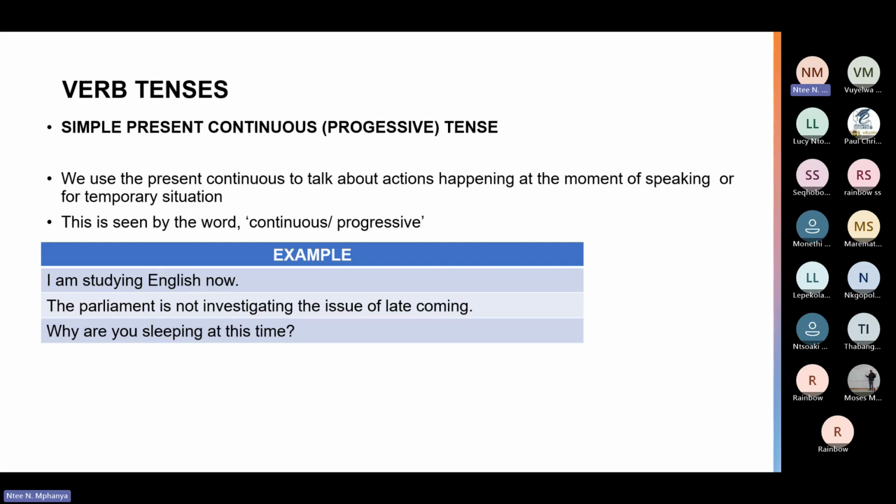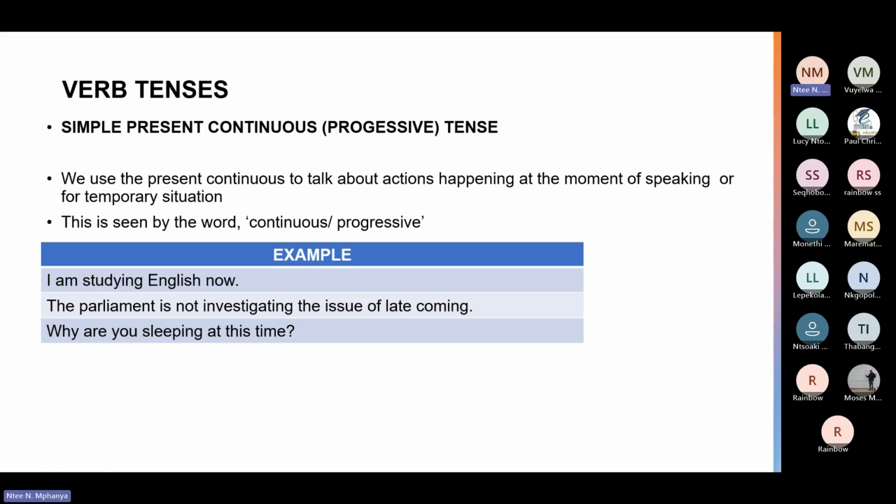In simple continuous tense, for first person singular: I am studying English now. Look at how the verb takes a suffix ing plus what? Plus the auxiliary verb am. You only use am for first person I when it is singular.